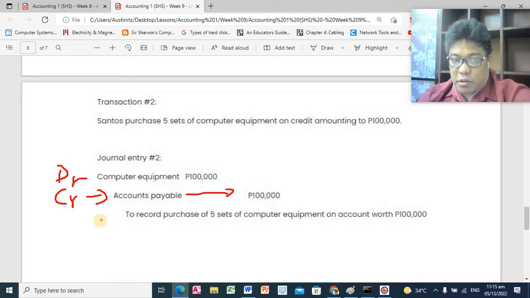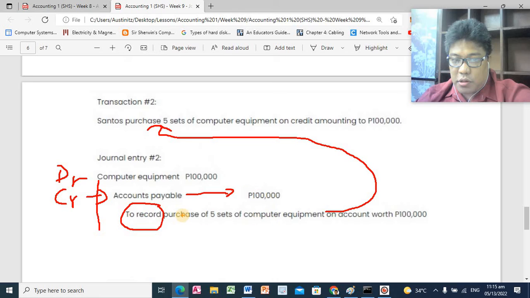And the third one is yung explanation or description. Ako, ginagawa ko pantay sa first row, pero pwede nyo ring i-indent katulad dito. Always put the words to record first, and then yung explanation, kunin nyo na lang po rito sa transaction mismo, para hindi na po kayo mag-isip. Purchase of 5 sets of computer on account. And then, pwede na pong wala yung value. On account or, katulad nito, on credit. Same thing. I hope you understood that.